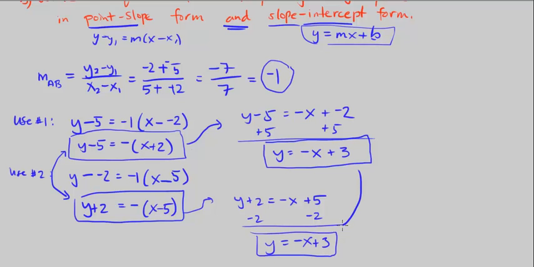Okay, so either way I did it, if I use the point number 1 up there or point number 2, I get the same line. These are all equivalent. These are all the same. These both are in our point-slope form, and these both are the same, and they're in the slope-intercept form. Okay, and you can see clearly that the slope is negative 1, right? And the y-intercept is 3.